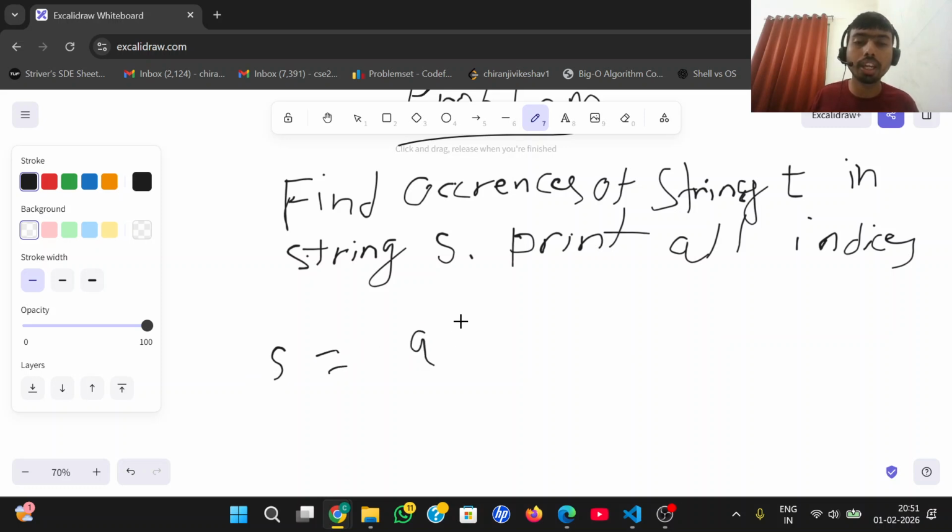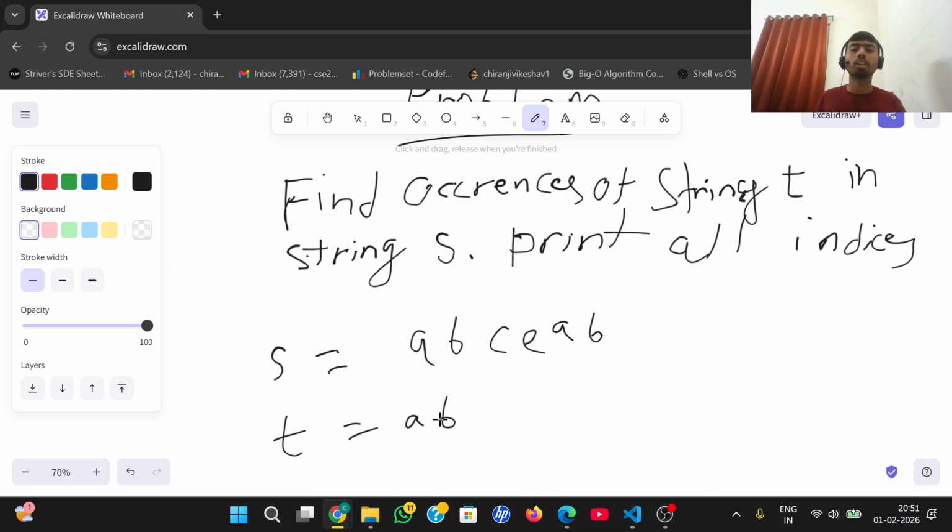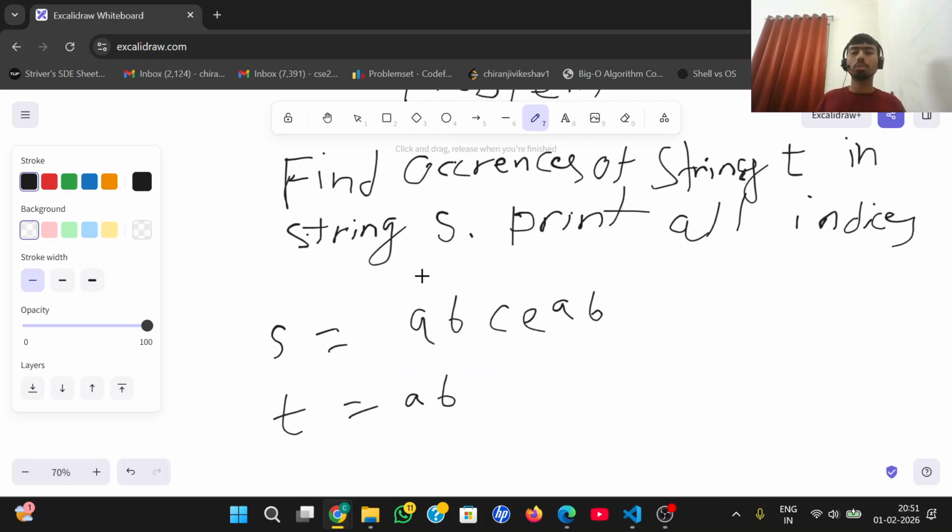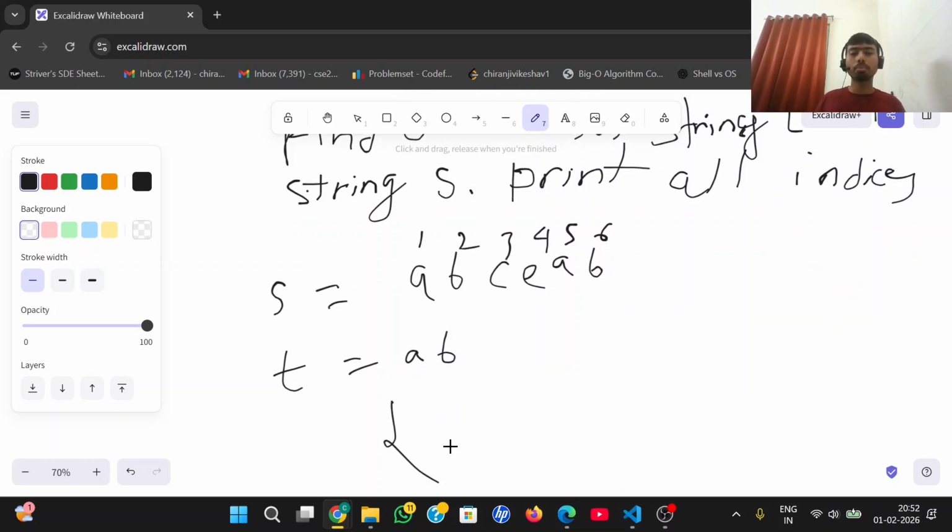S is equal to ABCEAB. Okay, let's take T is equal to AB. So what is going to be the answer of this? We should take 1, 2, 3, 4, 5, 6. I'm considering one-based indexing here. So what is the final answer of this test case? It is going to be 1, then 5.